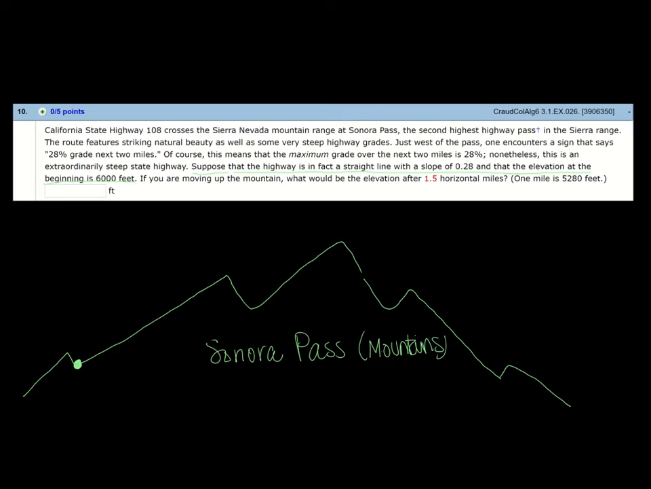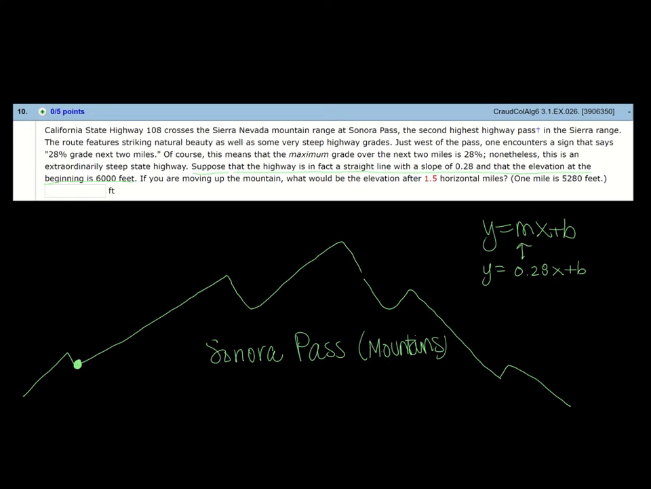However, if you've already listened, you can see that I've underlined probably the most easily mathematized sentence. Suppose that the highway is in fact a straight line. We know about straight lines. Those are linear functions with a slope of 0.28. Okay, so now I have some linear function. That's our general form that we're using, that slope-intercept form. But they tell us that the slope is equal to 0.28.